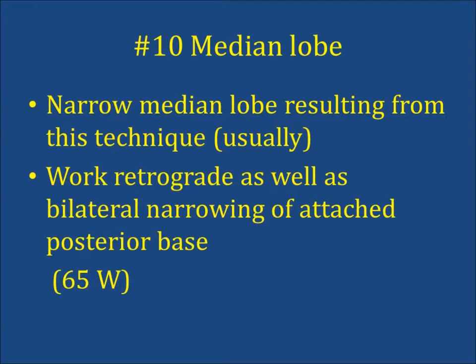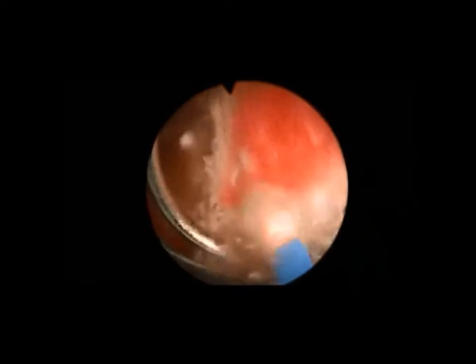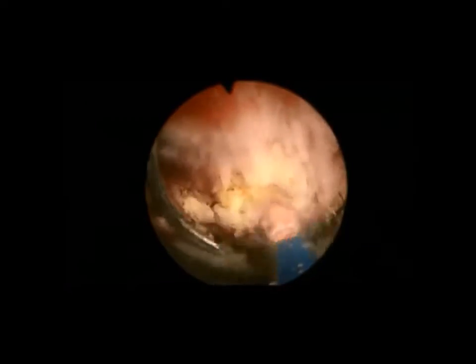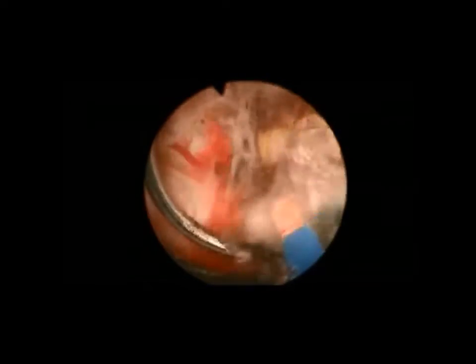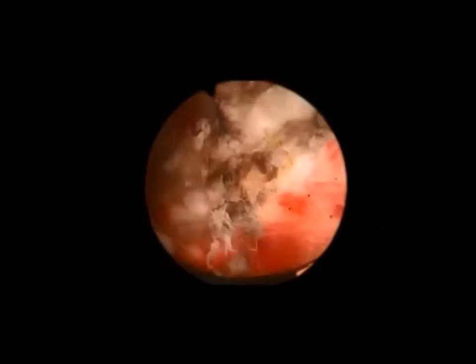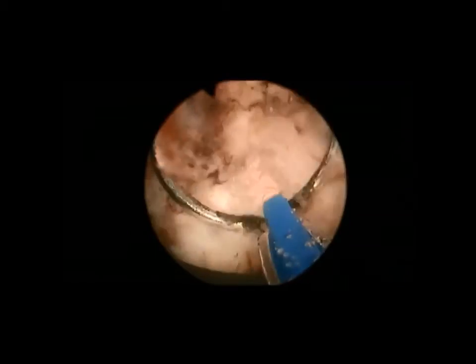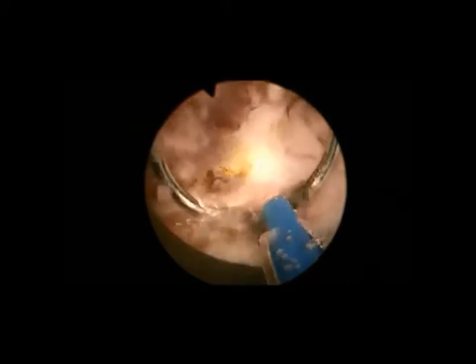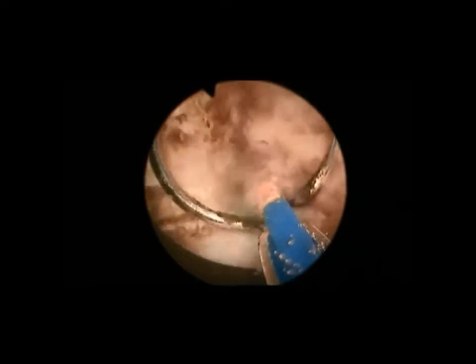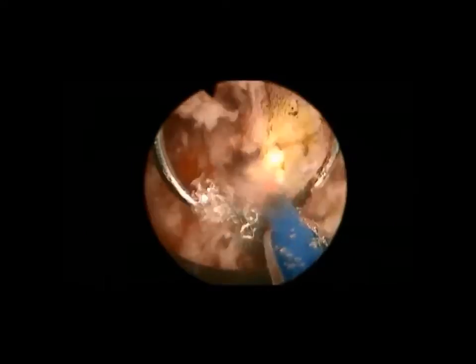Step 10 is median lobe enucleation. The median lobe will be narrowed compared to other techniques because of the focus in this technique on the lateral lobes. It is relatively straightforward to take this down to the capsule, dividing it proximally and rolling it up toward the bladder neck using a combination of blunt and sharp dissection. We can use either 40 or 65 watts.